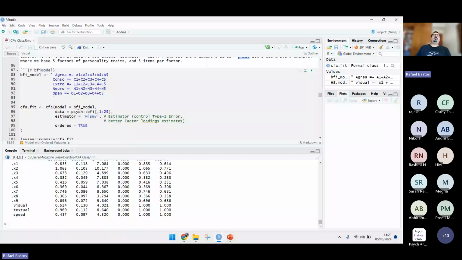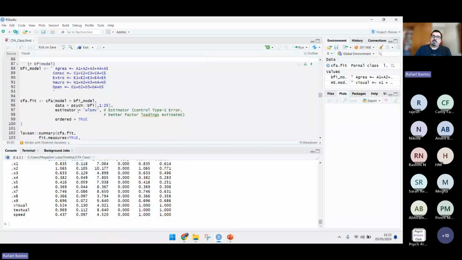So you can see that we only change 2 arguments here. First we have the model that we set up beforehand, the data from the psych package, and the estimator, which we change from maximum likelihood to WLSMV. The thing about WLSMV is that this estimator controls for type 1 errors, and it's better to estimate the factor loadings. And we also put the ordered argument to be true, okay?